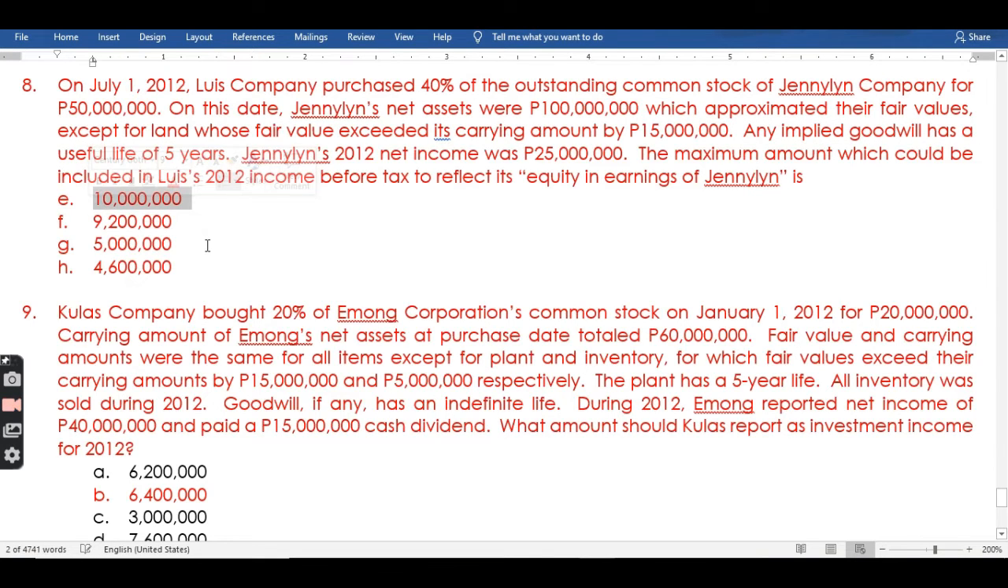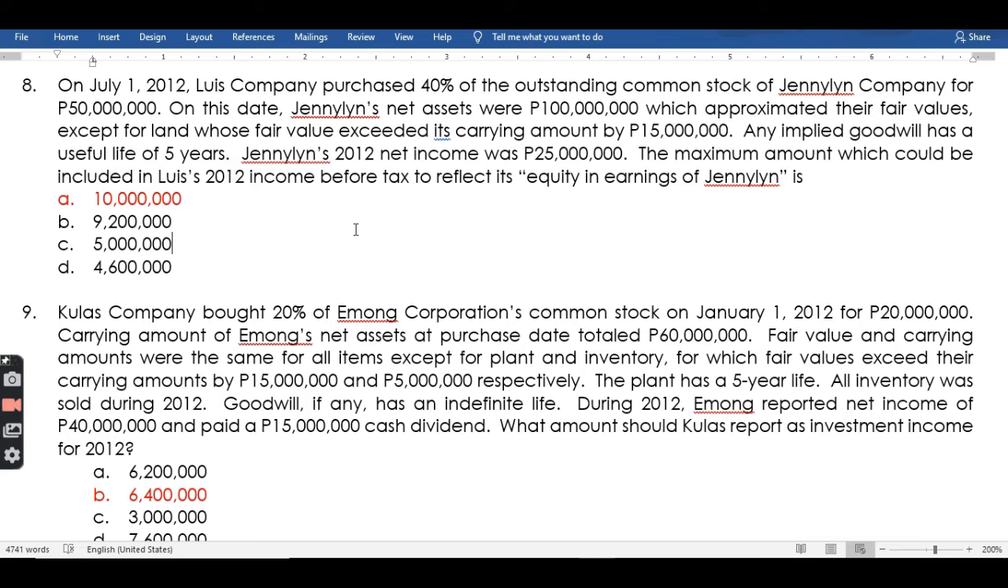Okay, so yan na yung sagot natin dyan. So, that's going to be 10 million, which is in relation to our share in the net income. Again, wala tayong gagawin doon sa goodwill. Hindi natin siya i-amortize ng 5 years. Kahit sabihin pa tong information na to, kasi hindi nga ina-amortize ang goodwill. Okay? It will only be recognized as an expense kung may impairment. Okay, so yan yung sagot natin sa number 8.